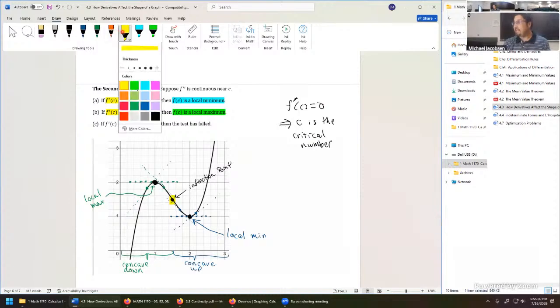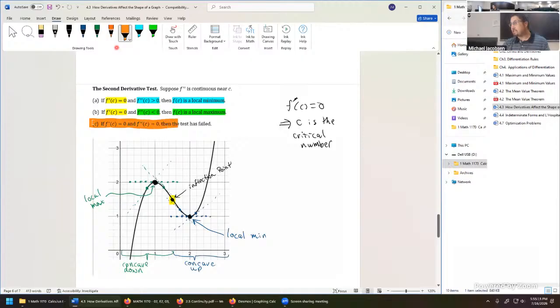Where it doesn't shine as brightly is right here. Part C says, if you find the critical number is 0, but the second derivative happens to be 0, there's no concavity there, and the picture here just doesn't work any longer, the test has failed. Not in the sense that there isn't a maximum or there isn't a minimum. What it means is we don't have any information about what's going on in that critical number. It could be a local max, it could be a local minimum, or it could be neither.